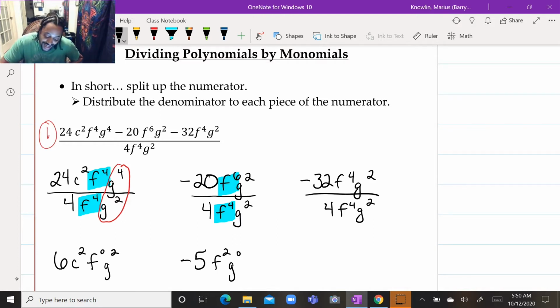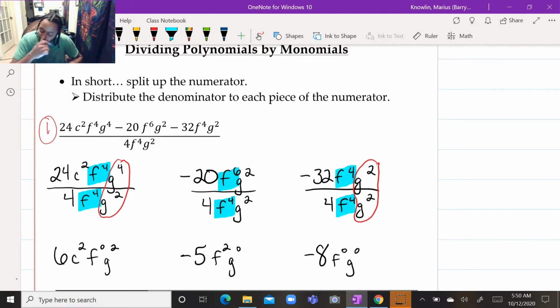And the last one, negative 32 divided by positive 4 is a negative 8. They both have f to the fourth, and they both have g to the second, which are both just going to end in 0, so f to the 0, g to the 0.